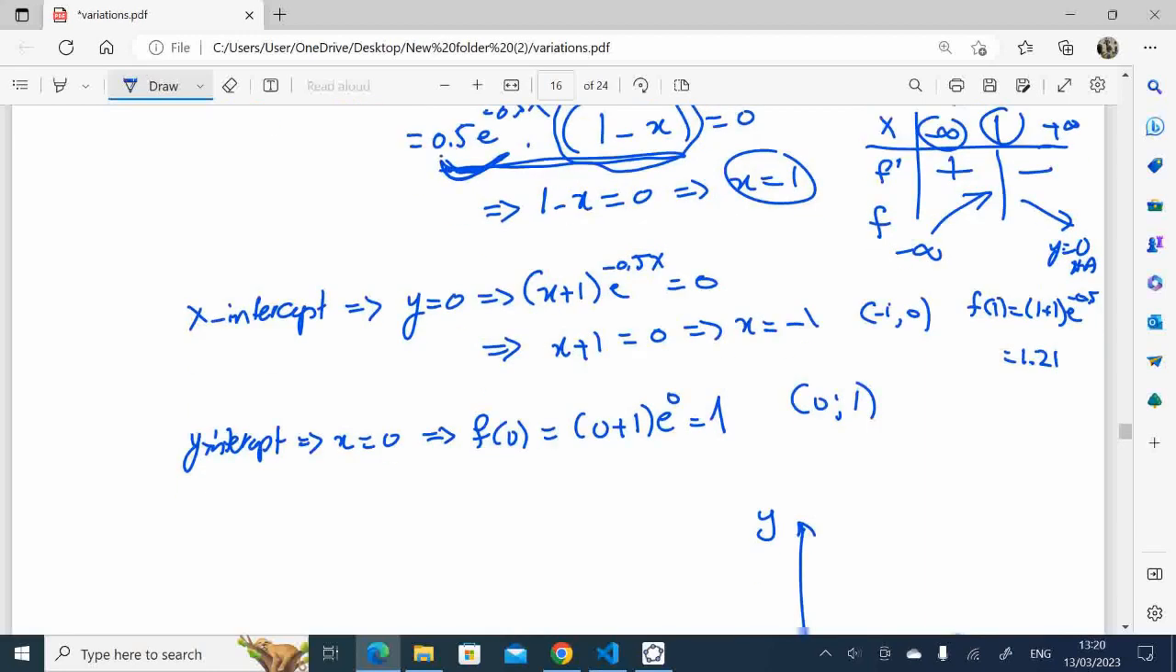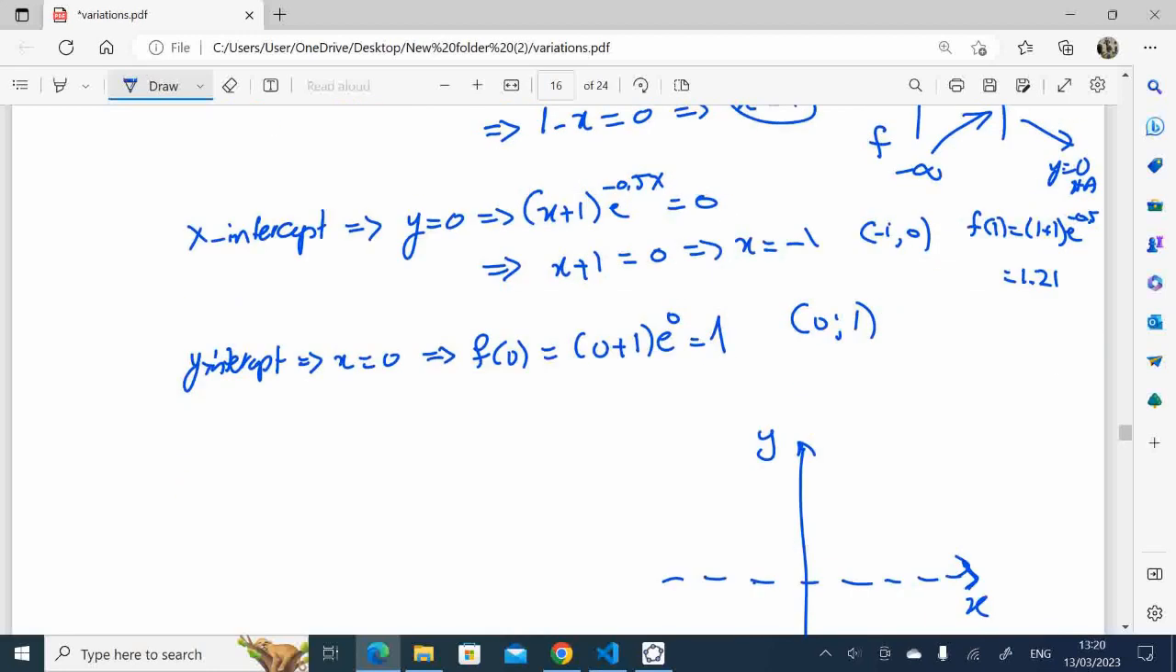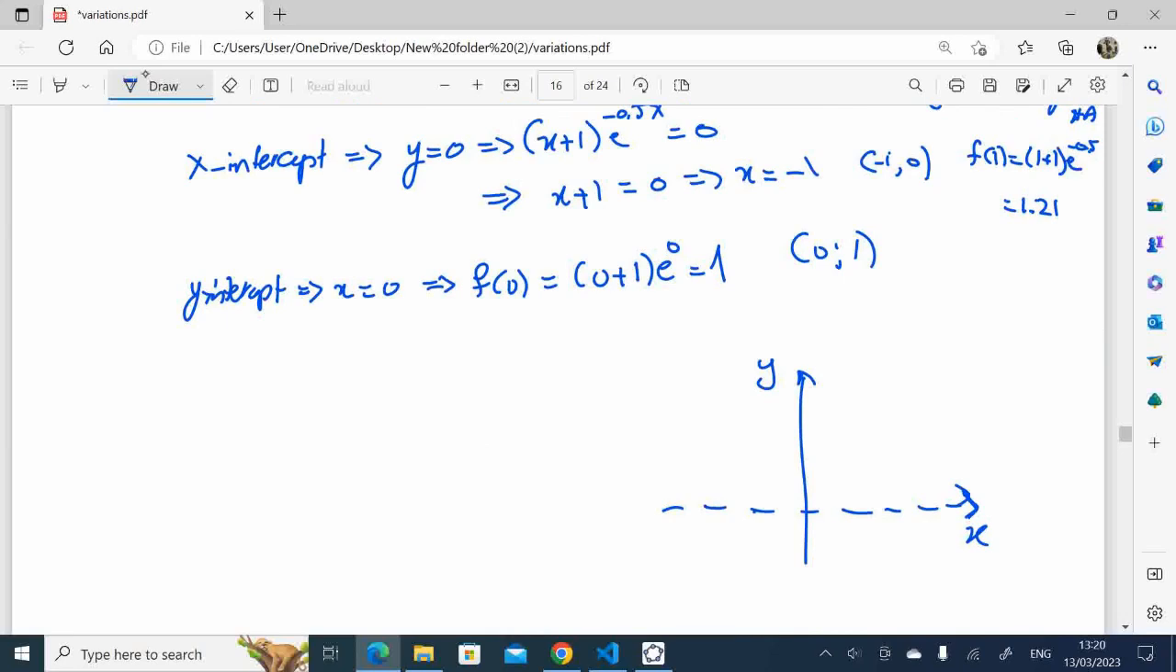So let us draw here the maximum. It's 1.21. It's almost here. This is the maximum. And we have the intercepts (-1, 0). This is (-1, 0). And we have (0, 1). This is (0, 1). Okay.